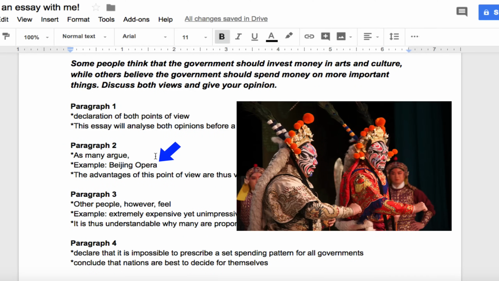I think the Beijing Opera could play a good example of how government funding of arts and culture can be helpful to a country for 2 reasons. One is it encourages the soft power of the country, and it also helps to create a sense of identity. And I'm going to look at both of these points as I flesh this essay out.